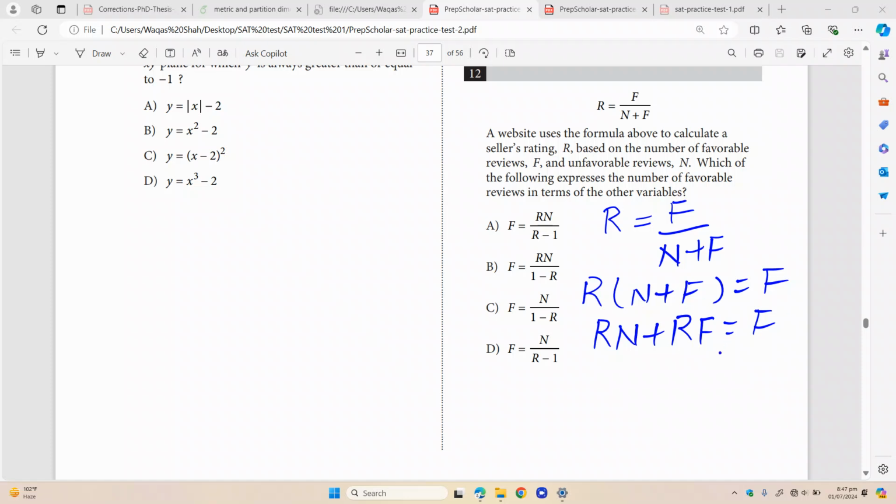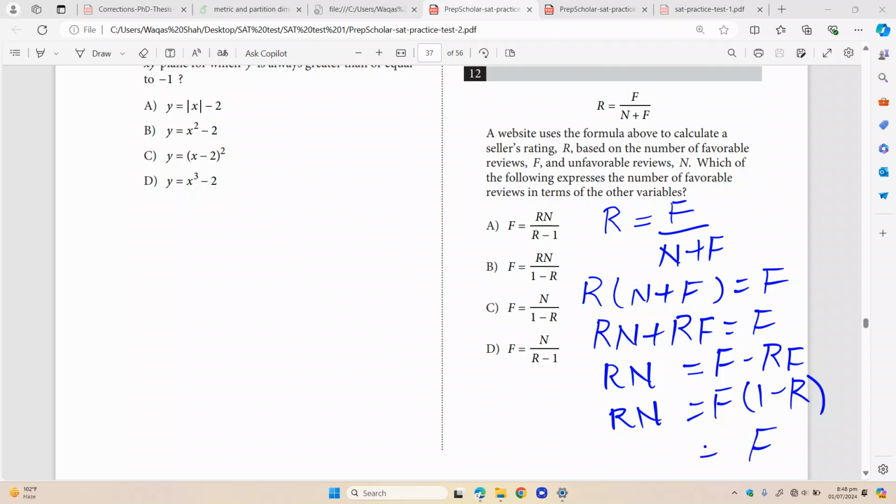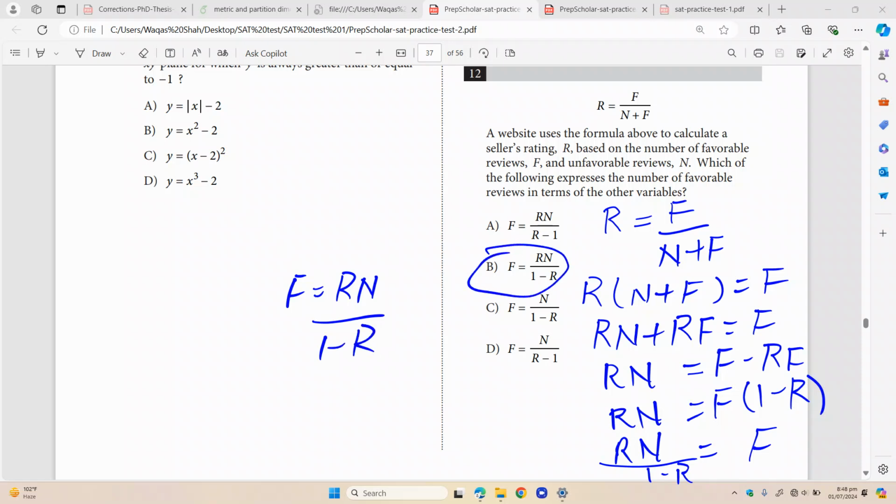Shift this to the other side, it will become F minus RF is equal to RN. Now take F common so that we can isolate it: F times 1 minus R is equal to RN. Now divide both sides by 1 minus R. So F is equal to RN divided by 1 minus R. So B is the correct option.